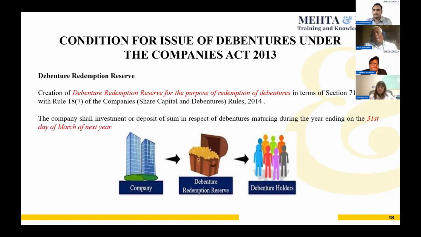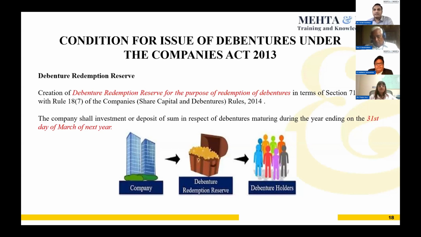Yes, Ronak. The foremost condition for issue of debentures is the debenture redemption reserve. This will also cover the debenture trustee as well as the debenture trust deed. To start with, the debenture redemption reserve: as per Section 71 sub-section 4 with Rule 18 sub-rule 7, the company shall create a debenture redemption reserve for the purpose of redemption of the debentures, and the said reserve has to be created out of the profits of the company which are available for payment of dividend.